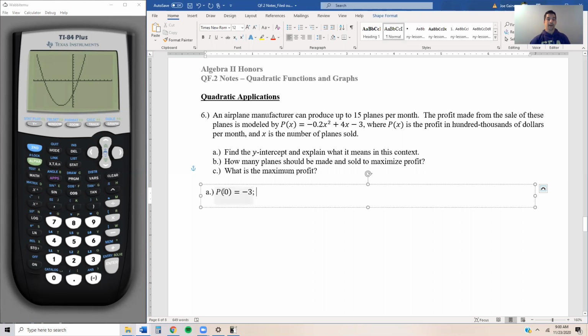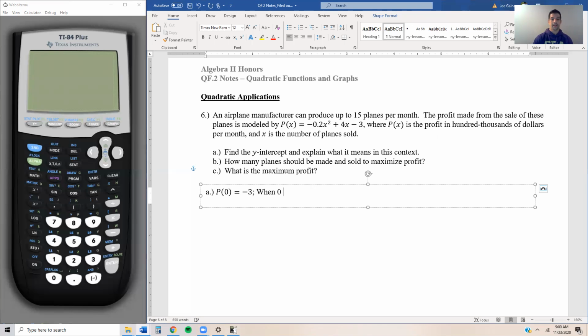Well, P of 0, let's start there. P of 0 means my x value is going to be 0. Well, what is my x? x is the number of planes that are sold. So this is giving me essentially a point on my graph, (0, -3), and it's not this graph here. I'll shut this calculator off because that's not what we're looking at. It's (0, -3) on my graph. So when the x value, or the number of planes sold, is 0, -3 is the y value, which is, again, P of x. So P of x is the profit in hundreds of thousands of dollars.